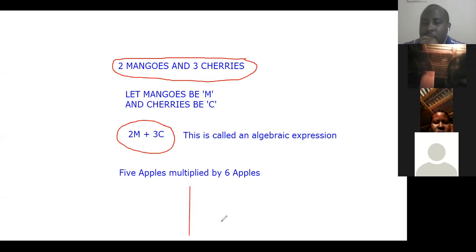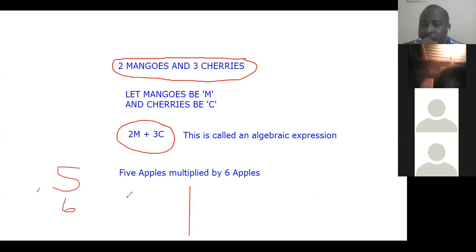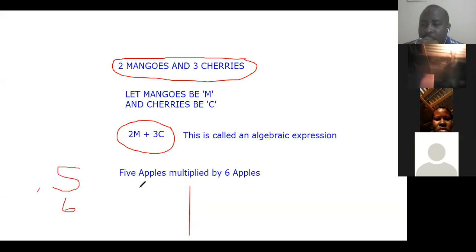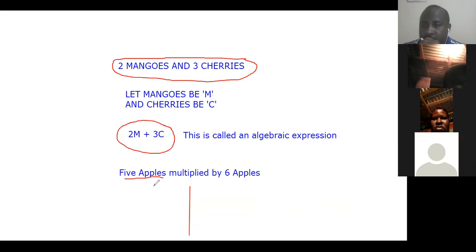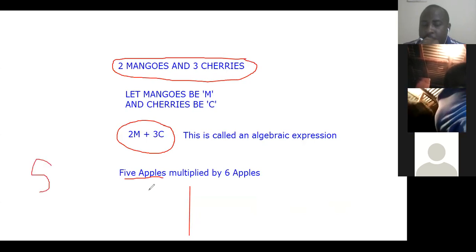Dujan, I didn't see what he wrote. Did he write 5 times 6? But remember, you want to represent what you have, right? So is it just 5 times 6? 5 what? 5 what do we have here? Apples. So we have to use a letter to represent apples, right? So which letter are we going to use? 5A. Good.